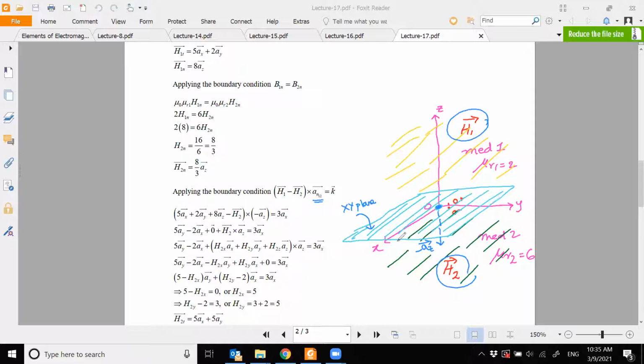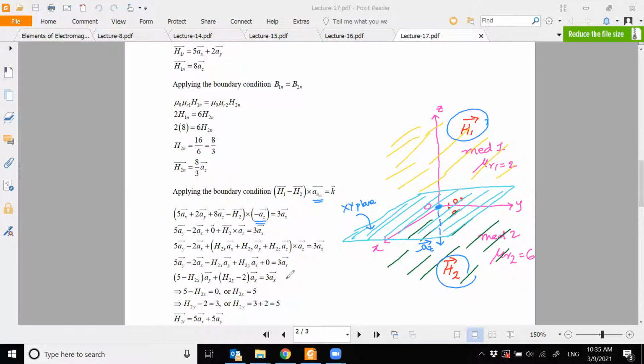In our problem statement, what is this unit vector? If this is my X, this is my Y, and this is my Z, then this unit vector, representing this dashed blue arrow, is my minus AZ. And therefore, I got it as minus AZ. Clear? Yes, doctor, thank you. Okay.